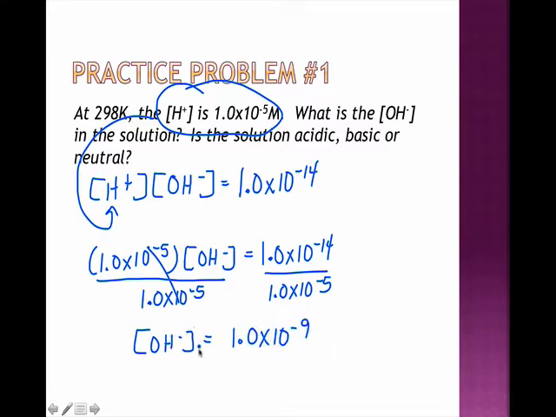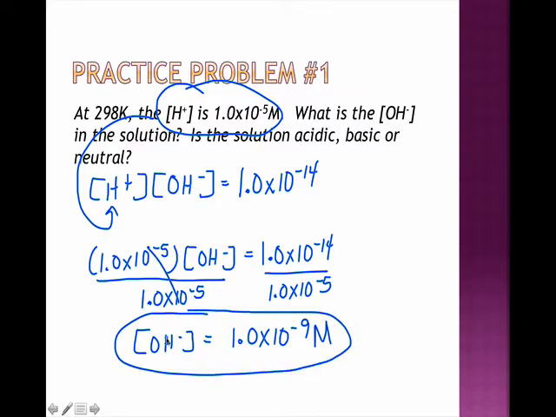And because these square brackets mean concentration, which means molarity, I label that with a big M for molar. So if I have 1.0 times 10 to the negative 5th molar for H plus, my hydroxide is 1.0 times 10 to the negative 9th molar. The second part of the question said, is this solution acidic, basic, or neutral?